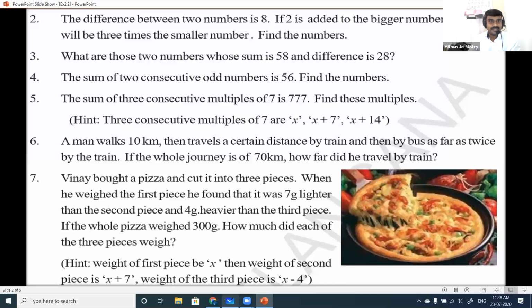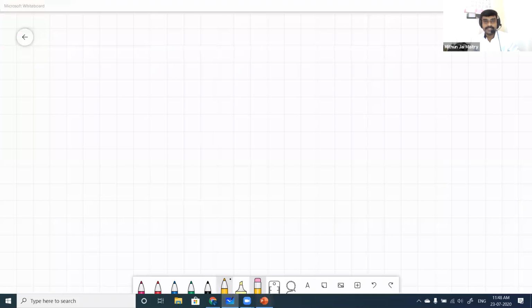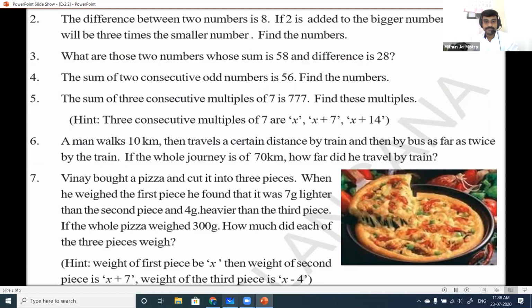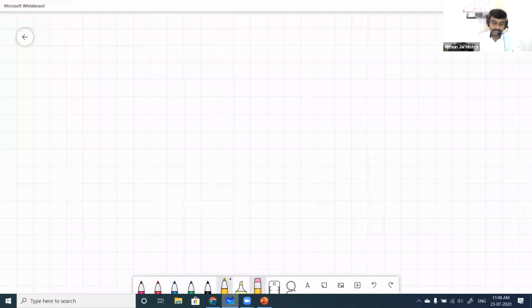We have to. So what are those two numbers whose sum is 58 and the difference is 28? So here, the third solution, we will be writing like this.